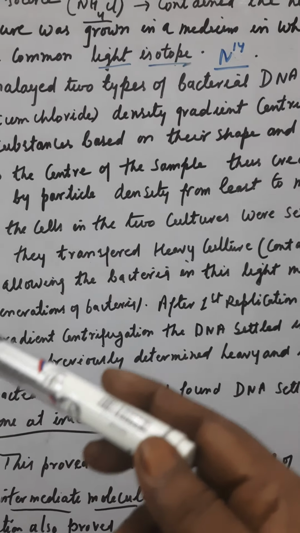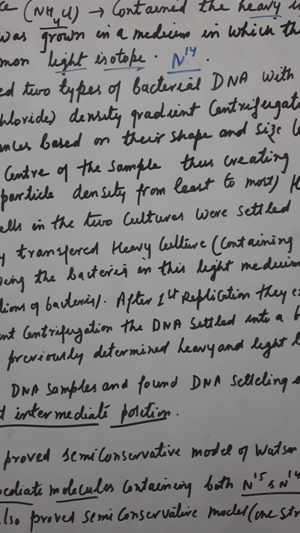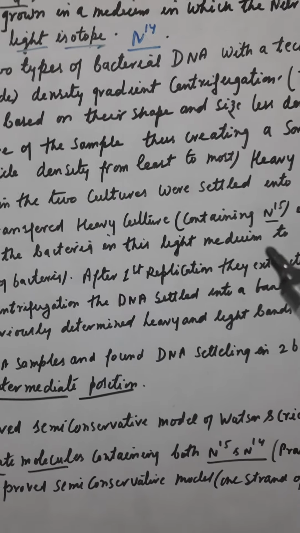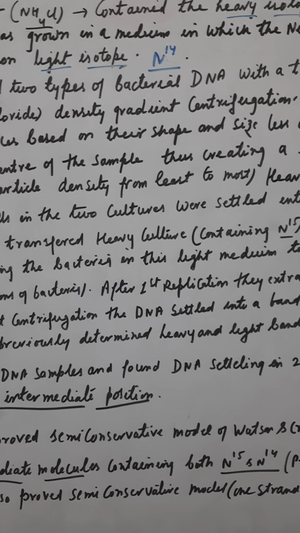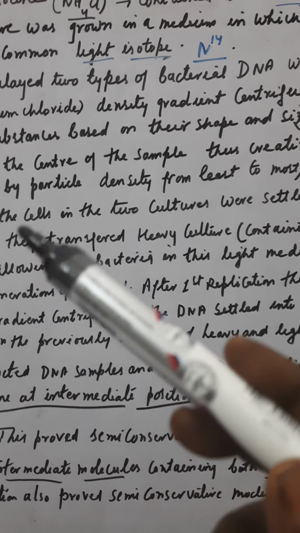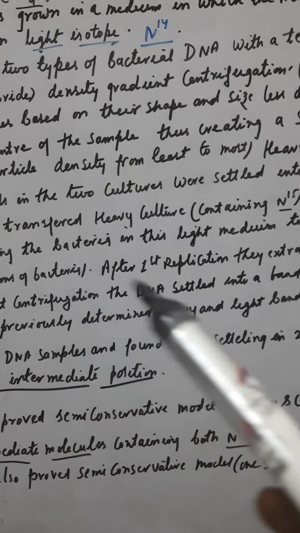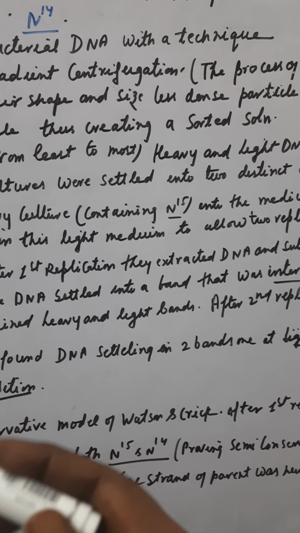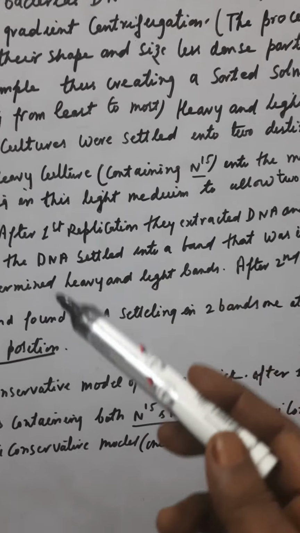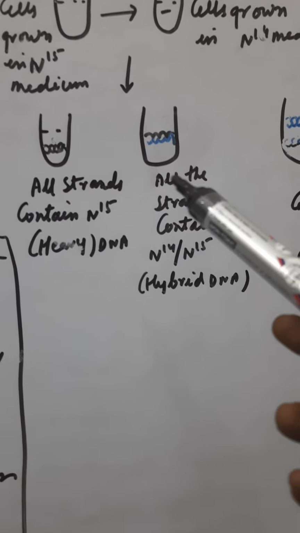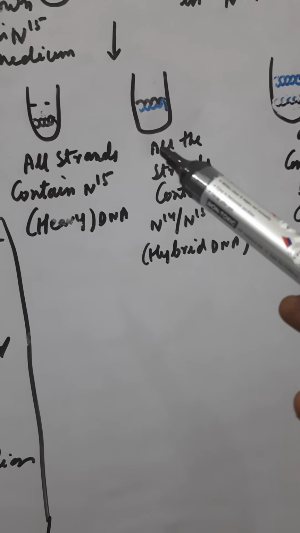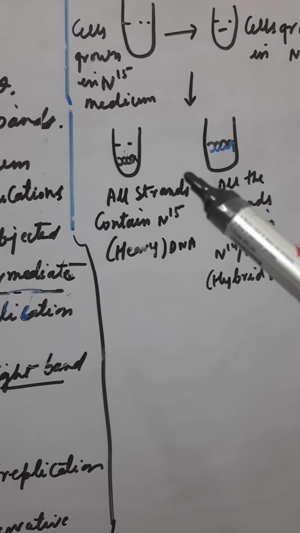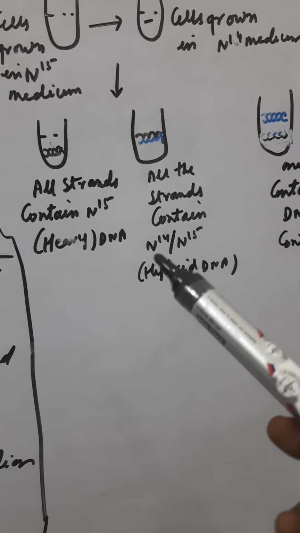In another experiment, they transferred the heavy culture, N15, into the medium containing N14, allowing the bacteria in this light medium to undergo two replications of the DNA, that is, two generations of bacteria. After the first replication, they extracted the DNA and subjected it to density gradient centrifugation. The DNA settled into a band that was intermediate in position, between the previously determined heavy and light bands.